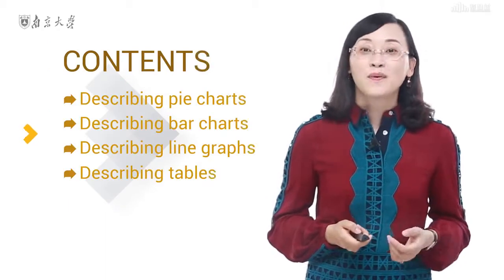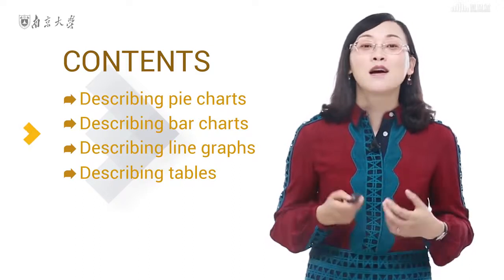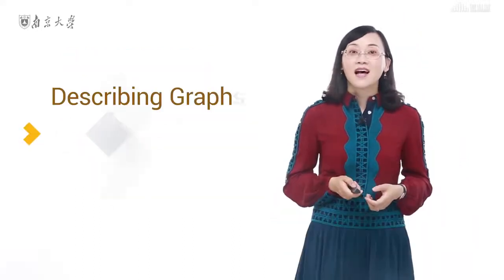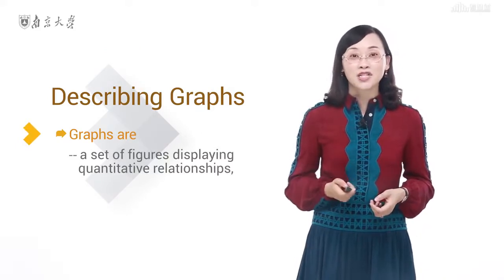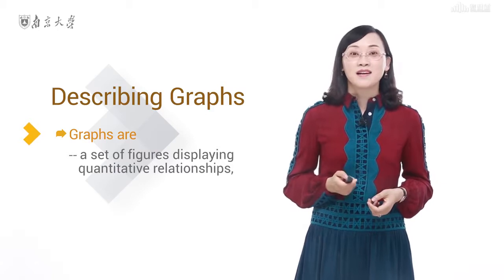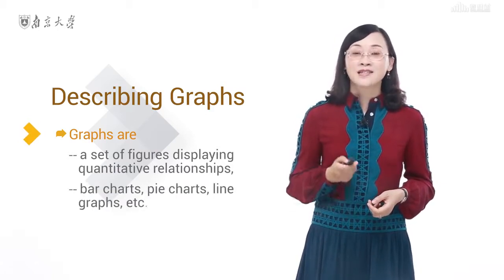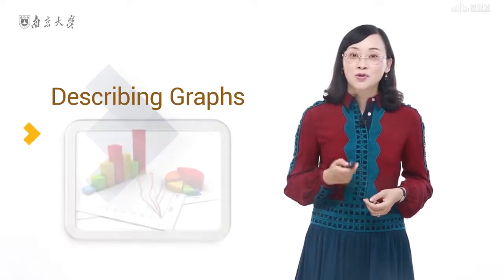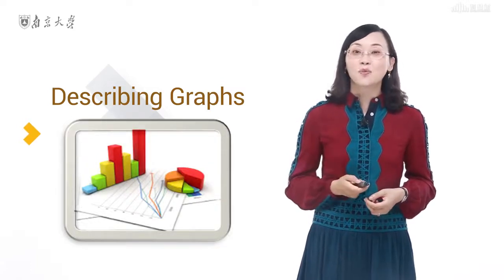In this session, we are going to learn how to describe the information in pie charts, bar charts, line graphs, and tables. A graph is a set of figures that display quantitative relationships between variables. Some of the most common graphs include bar charts, pie charts, and line graphs. Each displays trends or relationships within and among data sets in a different way.